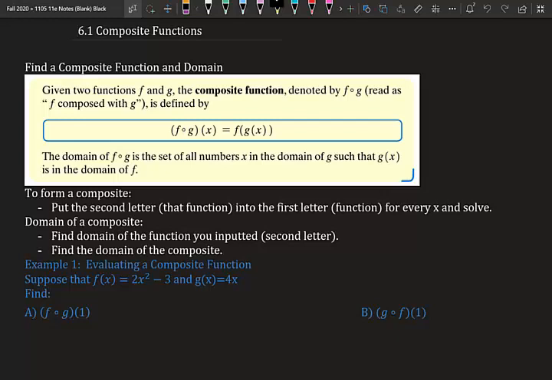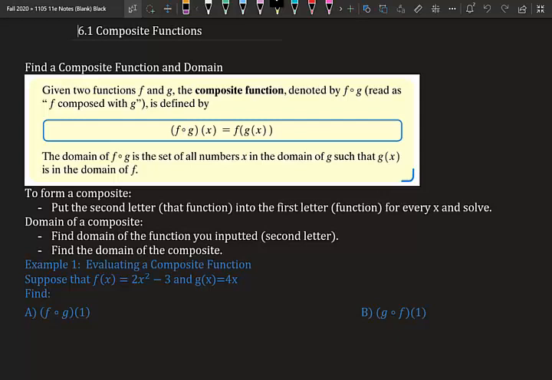6.1 Composite Functions. Find a composite function and its domain. Given two functions f and g, the composite function denoted by f composed with g is defined by f composed with g of x equals f of g of x. The domain of f composed with g is the set of all real numbers x in the domain of g such that g of x is in the domain of f.